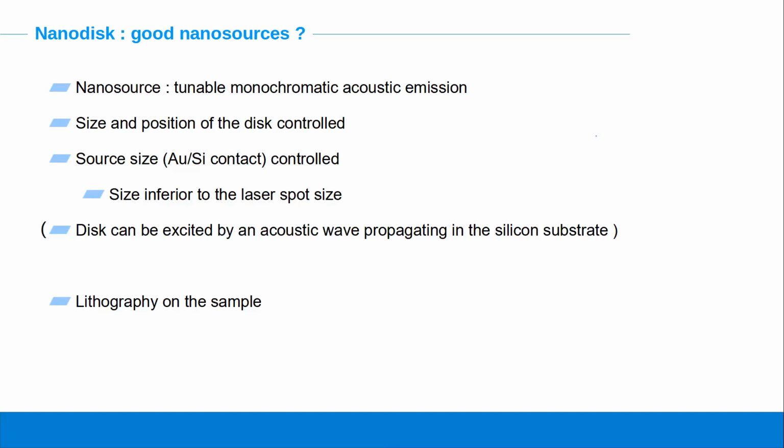The limit for such a system is that you have to do some photolithography right on the sample to put in the nanodisk. Plus, you need to do this etching phase. So it's not very applicable for a lot of systems, but maybe it can be. I think it can be used for some structural health monitoring at the nanoscale in electronic components, for example.